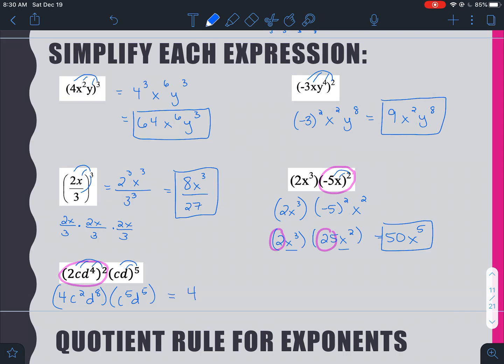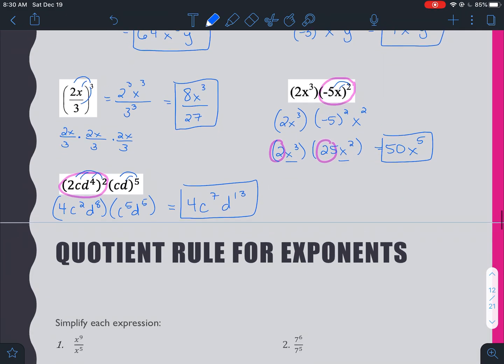And now it's just a normal product rule problem. So it's 4 times 1, because it's 1c to the 5th, d to the 5th. And then add the exponents. So this would be c to the 7th, d to the 13th. So you would get 4c to the 7th, d to the 13th.